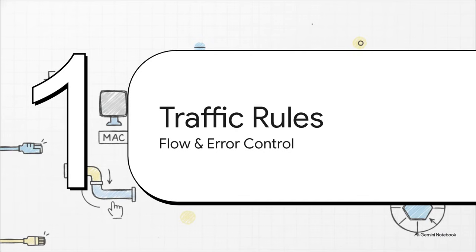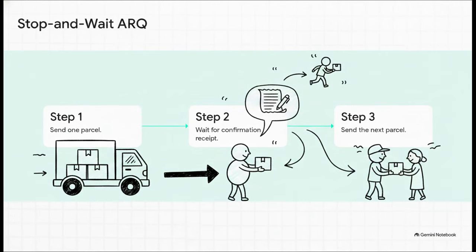All right, moving right along to the next set of services. Traffic rules, which covers flow and error control. So, to prevent a super fast sender from completely overwhelming a slower receiver with just way too many boxes at once, we use flow control protocols. A really foundational example of this is the stop and wait ARQ protocol, and it acts exactly like a delivery driver who hands over one box, physically requires you to sign a receipt, and only then walks back to the truck to grab the next one. It is a controlled, safe, and paced delivery.